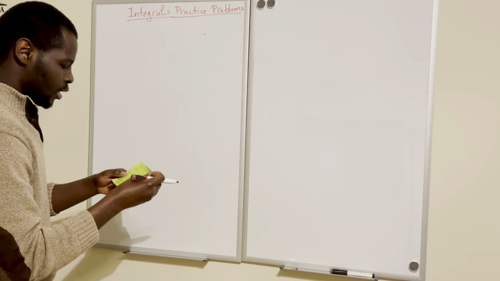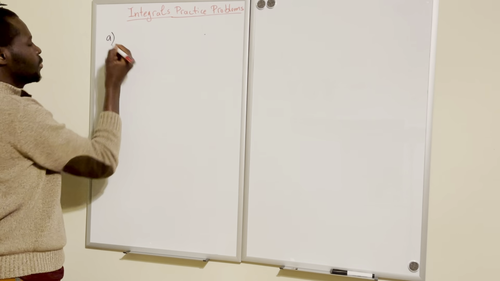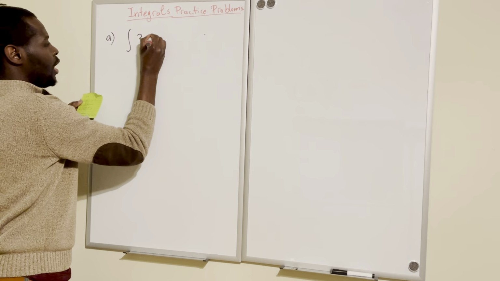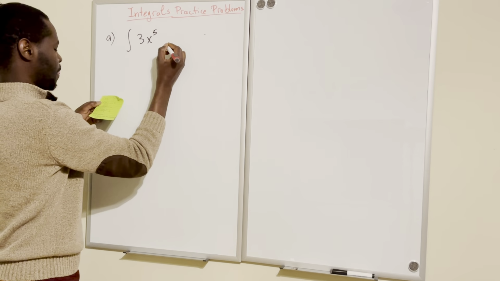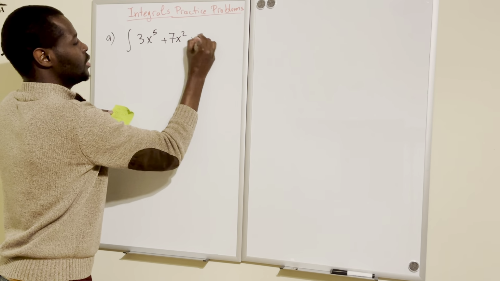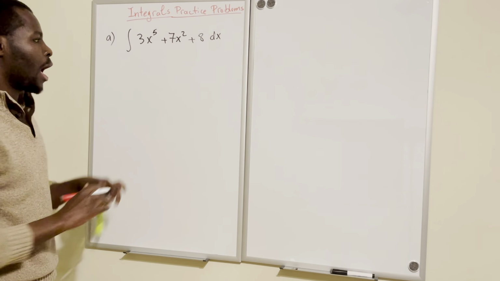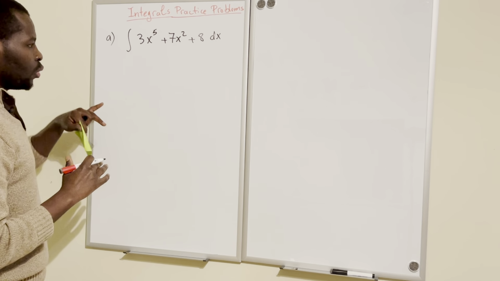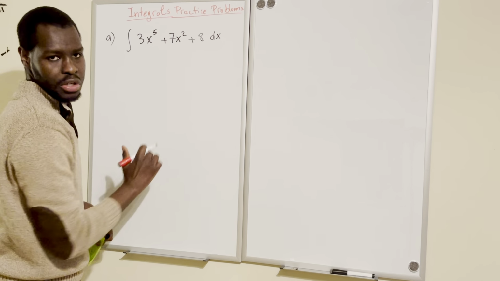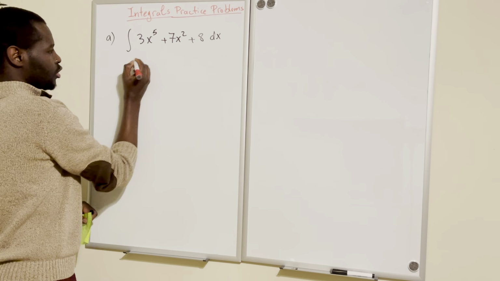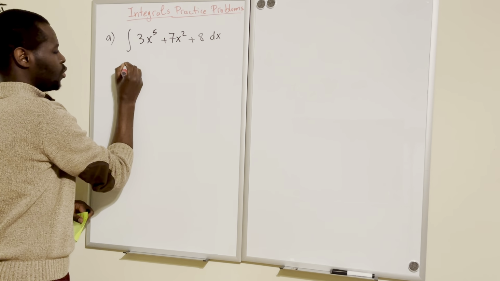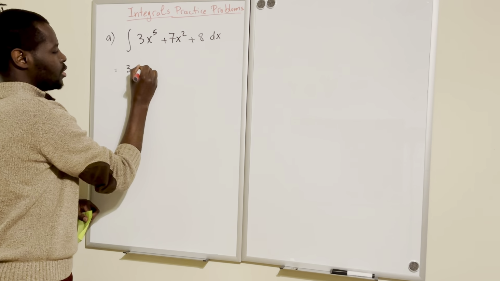All right, let's say I'm given the integral of 3x to the power 5 plus 7x squared plus 8 dx, and I'm asked to evaluate this integral. What I will do is take the integral of the first term, add the integral of the second term, and add the integral of the third term. Now, what is the integral of 3x to the power 5? 3 is a constant, so this is what I will do: 3 times x to the power 5.